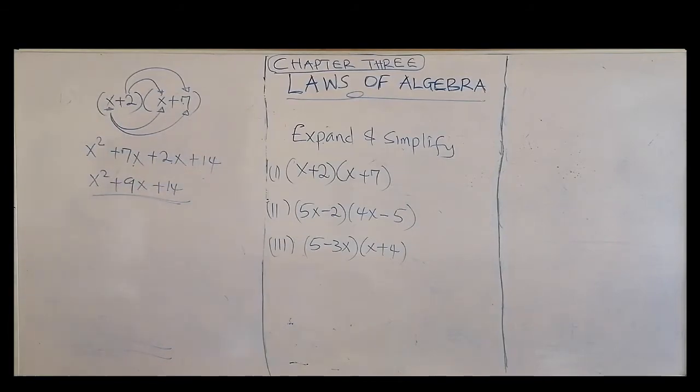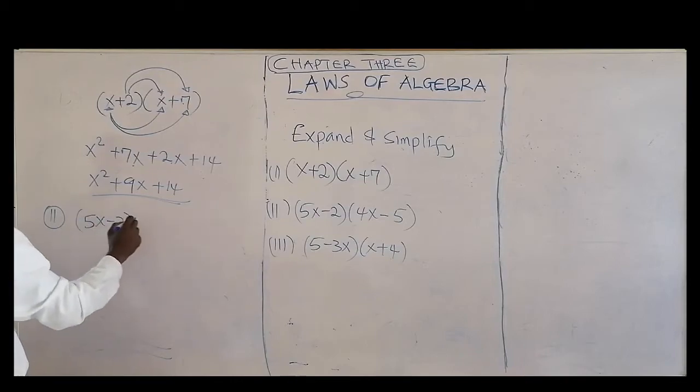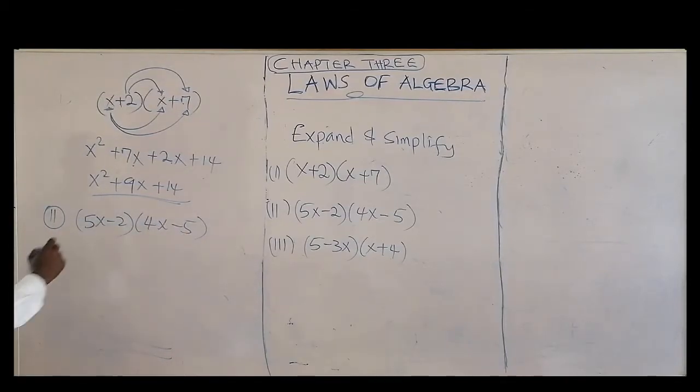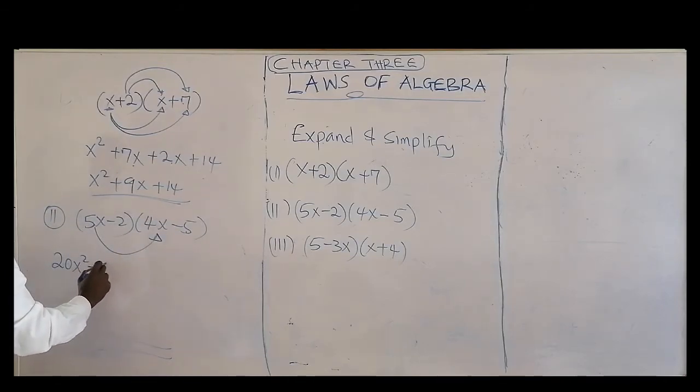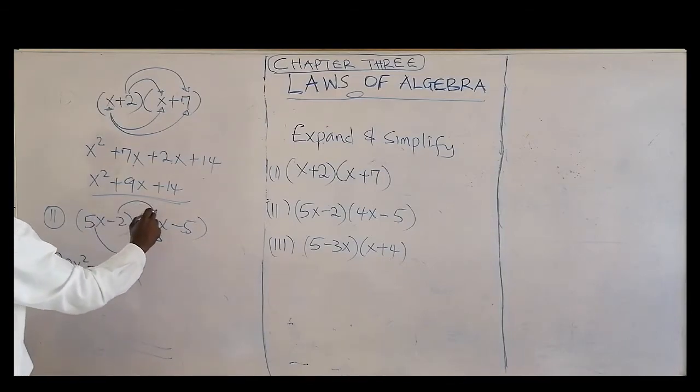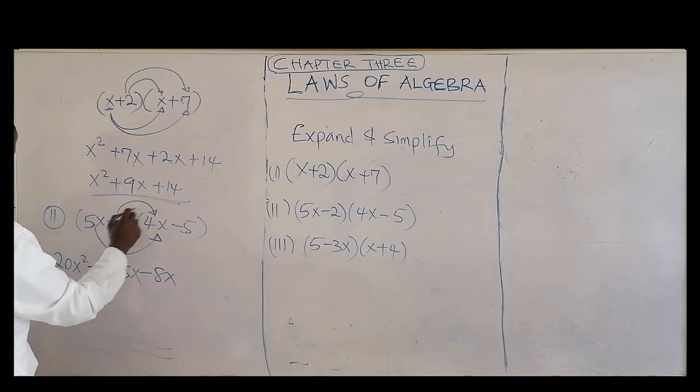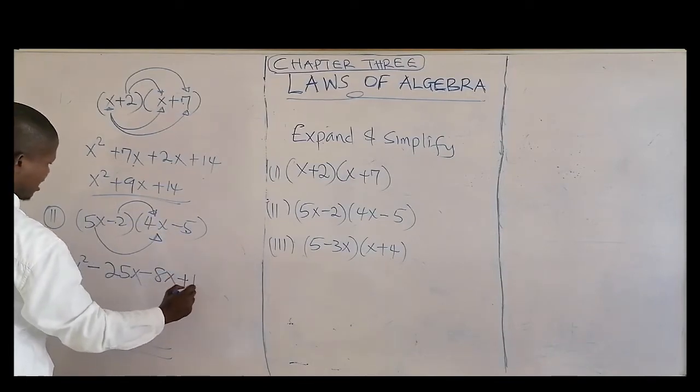Number 2. The second one, we have this question. Okay, which will be this one times this one. That will be 20x squared. Then this one times this one, that's minus 25x. Then this one, minus 2 times this, that's minus 8x. Then minus 2 times minus 5, that's a plus 10.